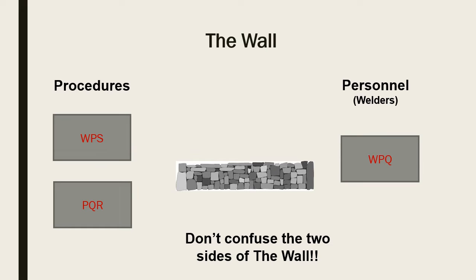Whereas a procedure in a PQR, there can be any number of essential variables and non-essential variables. So you got to get back to this wall. You got to keep the personnel qualifications on one side, the welder quals on one side, and the procedures and the PQRs on the other, and you don't crisscross these.